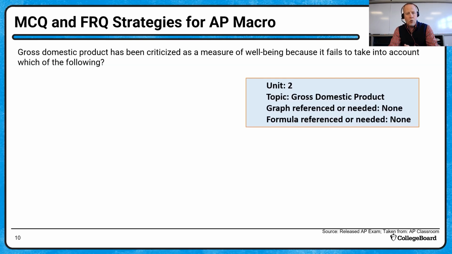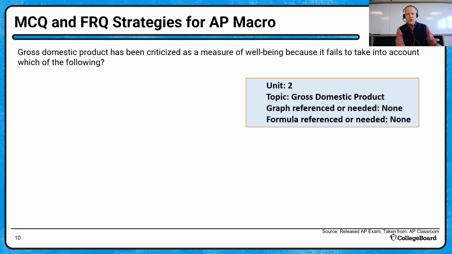I mentioned that earlier, that you're going to get some definitional questions from time to time. There's not a whole lot you can do. There's no visuals that you can grasp to help. This is talking about how we approach GDP. What I would recommend is, with a question like this, again, answer it before you look at the options. How is GDP criticized when it comes to measuring well-being? Well, let's talk about that for a moment. GDP doesn't measure well-being. It's not designed to measure well-being. Why not? GDP is purely a measure of output.